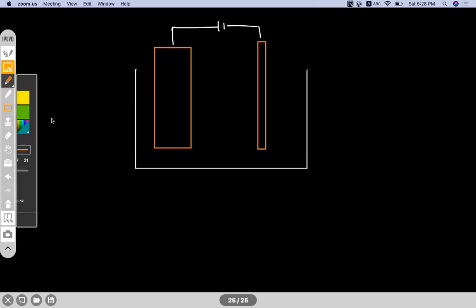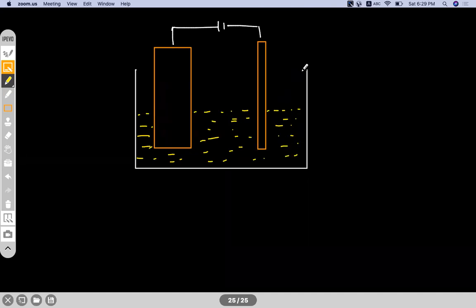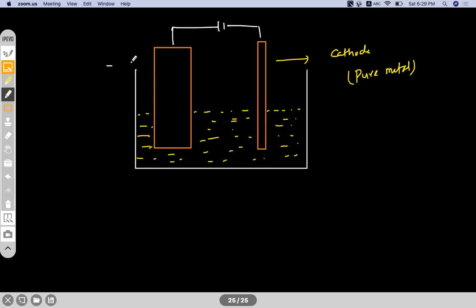And here we have the solution, the electrolyte, an aqueous solution of the same metal. Suppose metal M you need to refine, so you need to take a solution of M here. The same concept of half cell. So we have all this. Now this is the cathode and it is pure, right? Cathode, pure metal. This information you must remember, okay? This one is the anode.